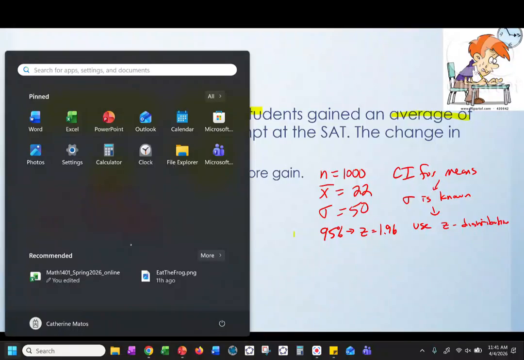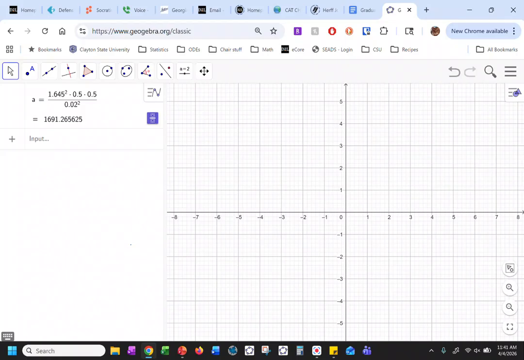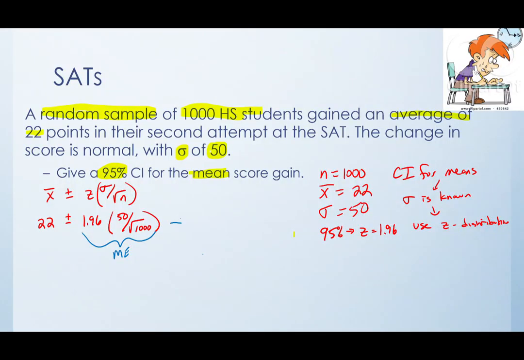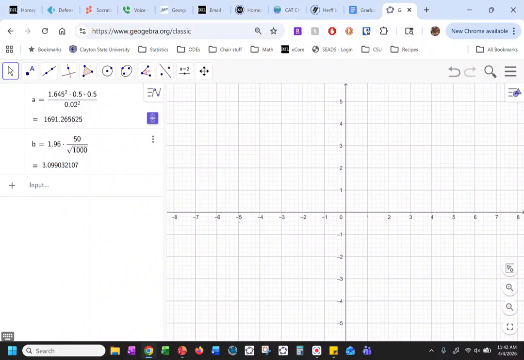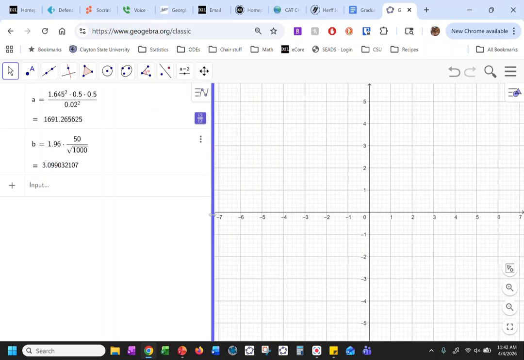So we will go over to GeoGebra, maybe. There we are. Okay. And so we had our Z-score 1.96, and our standard deviation sigma was 50, and our sample size was 1,000. So we've got 1.96 times 50 over root 1,000, and that's going to tell us 3.099. So we've got 22 plus or minus 3.099. And of course, I've rounded that, right? But we've got a good number of 3.0990, so that works for me.